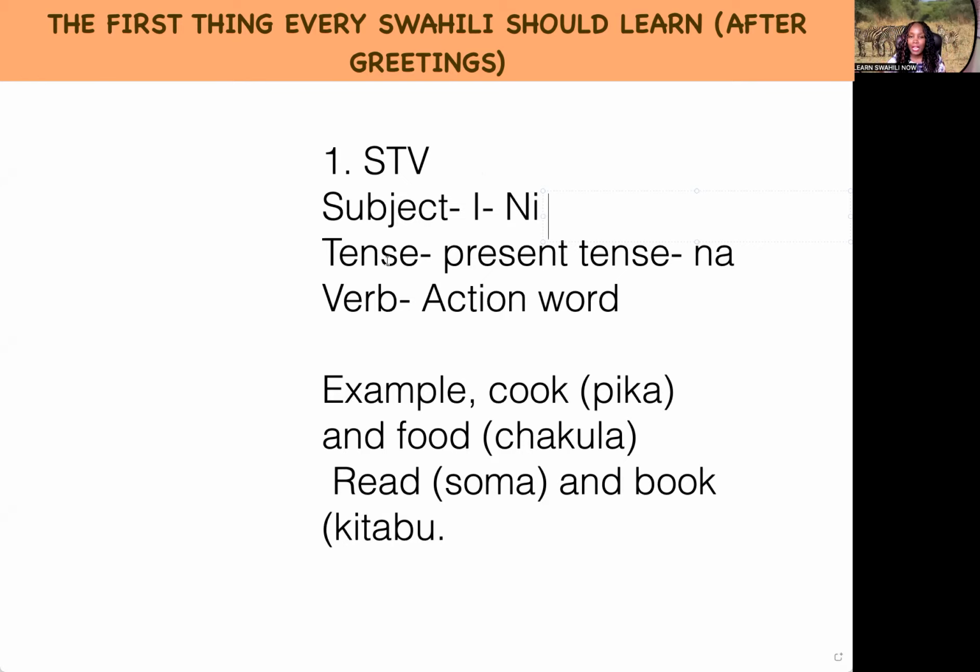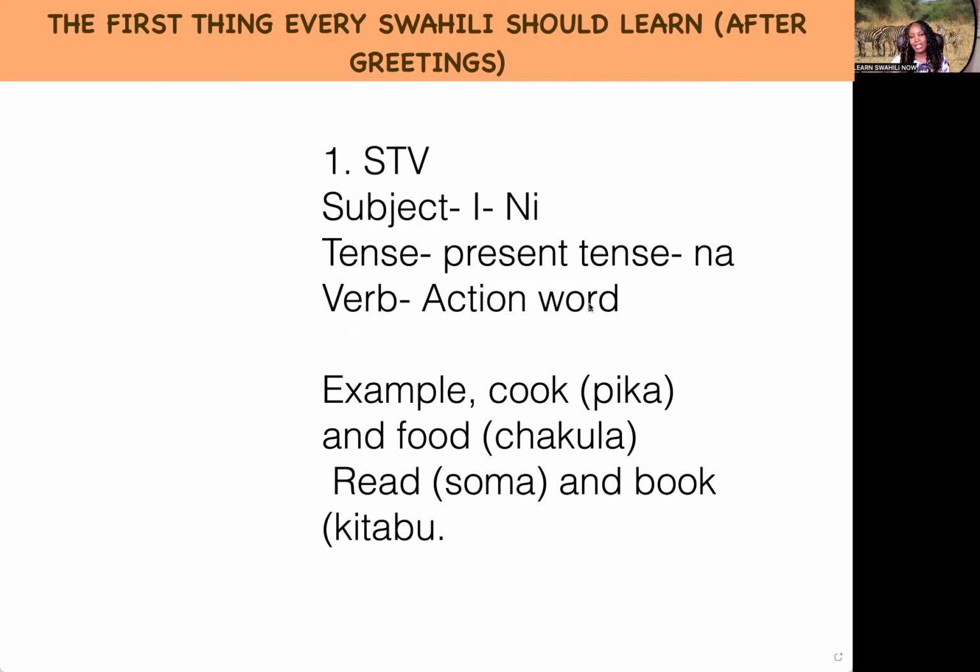And then the T stands for tense. So anytime you're talking about when an action took place, you're going to be putting it in second place after the subject. And the present tense in Swahili is always na. And then we have your verb, which is your action word.